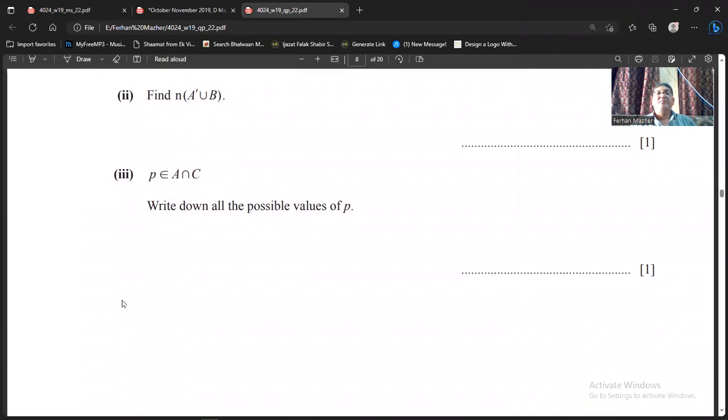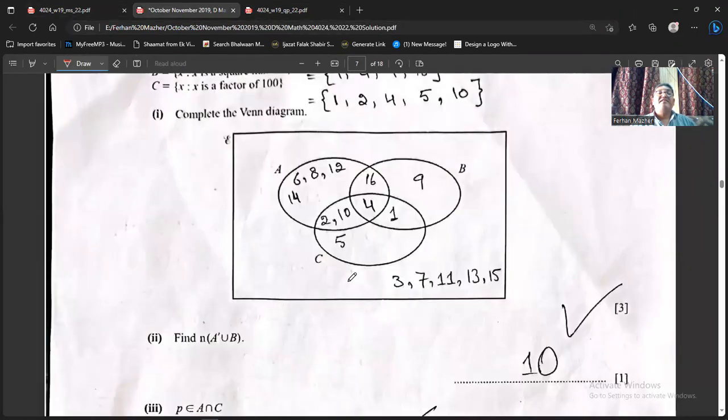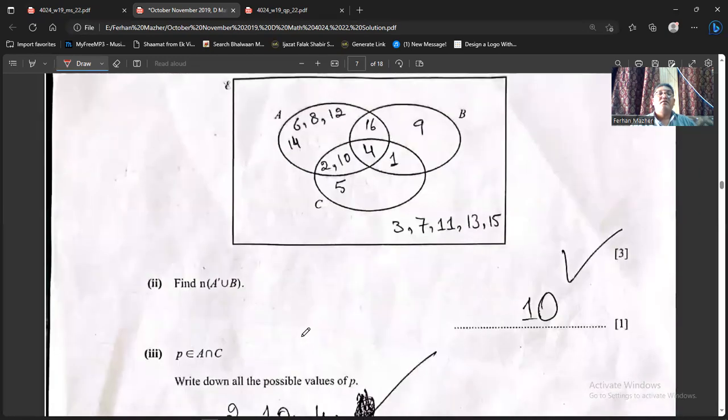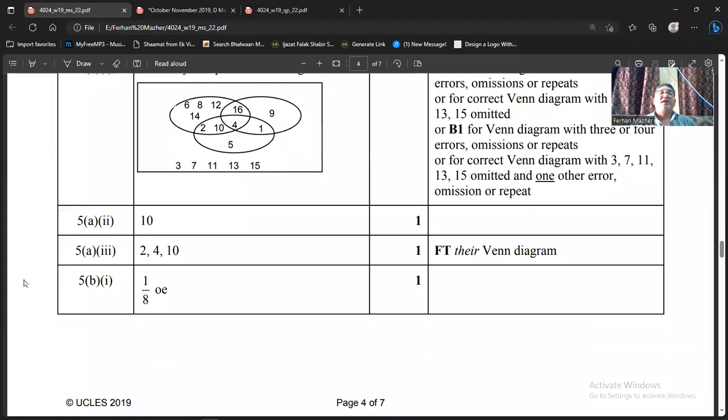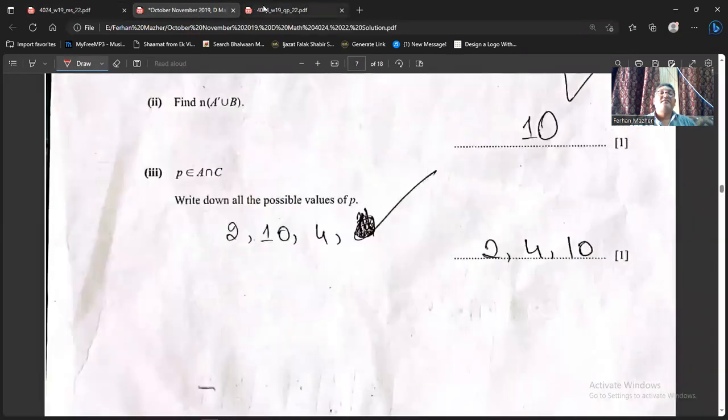Then they say P belongs to A intersection C. Write down all the possible values of P. So the common between A and C is 2 and 10, and 4 also, sorry. 2, 10, and 4. This is the common between A and C. So they are 2, 4, and 10. 2, 4, and 10 is the right answer, sir.